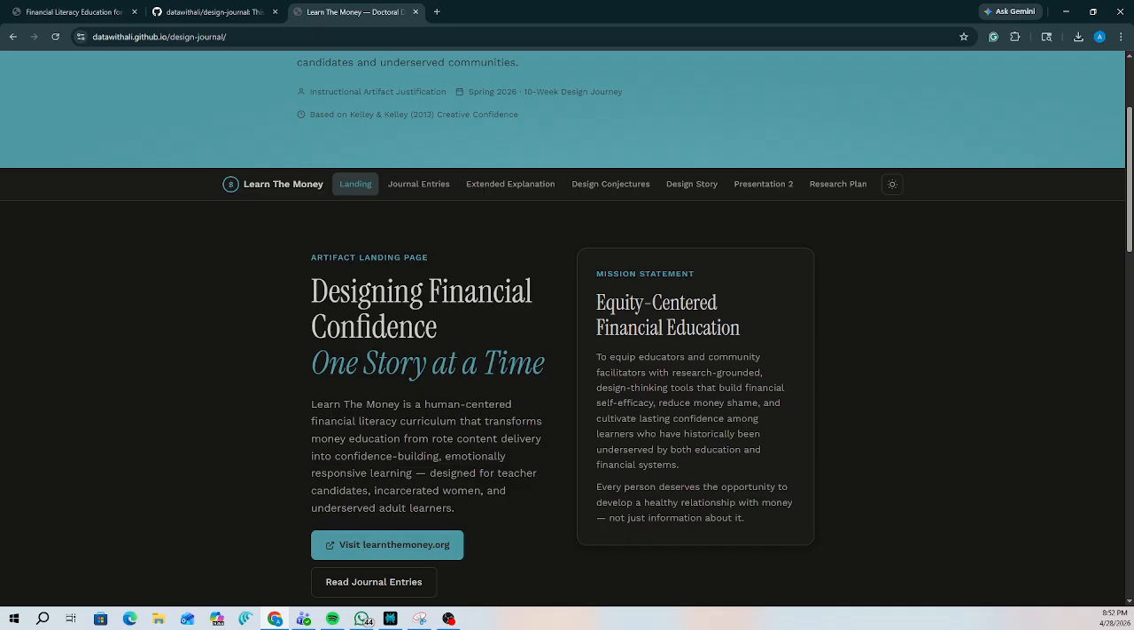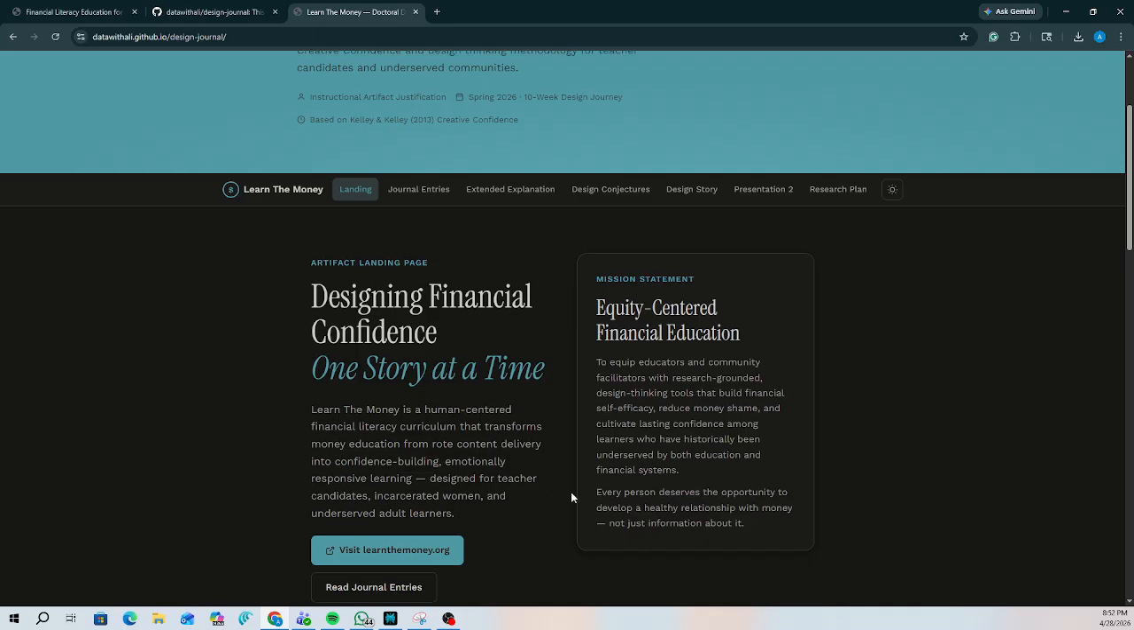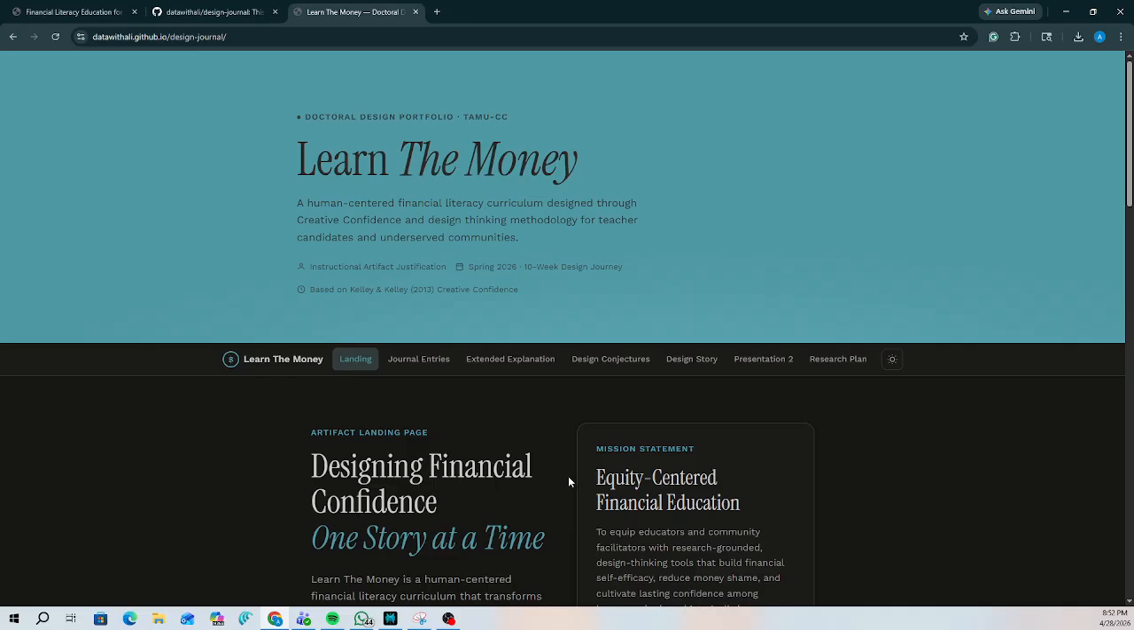So let's walk through the landing page. At the top of the website, you see the artifact title and a concise mission statement. Together, they make clear that this is a design-based research artifact, not a finished curriculum. I want visitors to immediately understand that they are entering a space where financial learning, reflection, and prototyping are all visible.